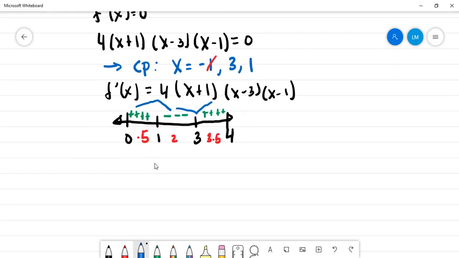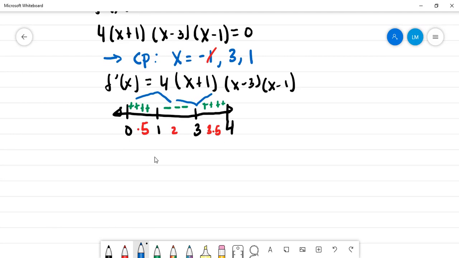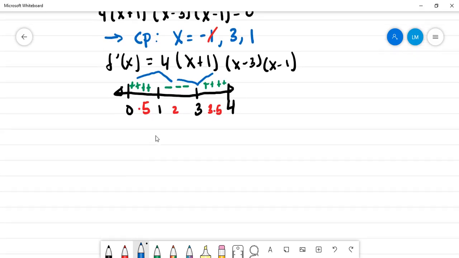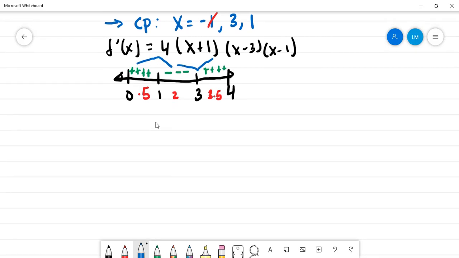Now that we know that 1 and 3 are the local extrema, all that we need left to do is to plug in the 0, the 1, the 3, and the 4. So next we just need to find f of 0, f of 1, f of 3, and then f of 4.